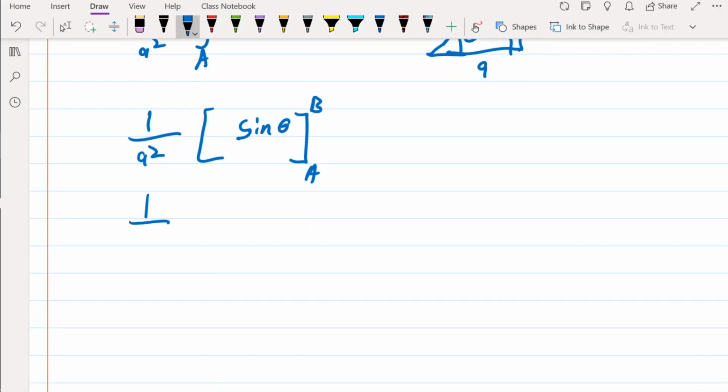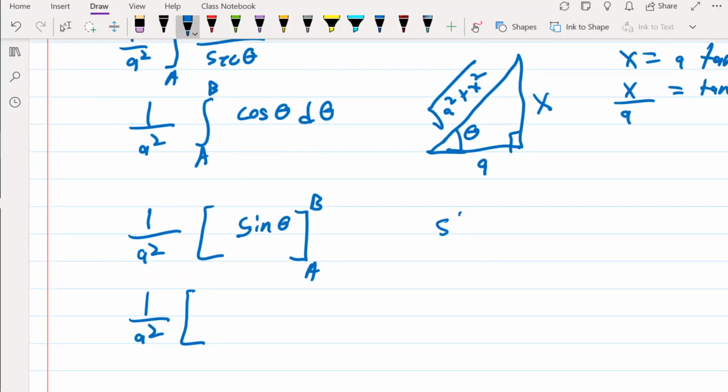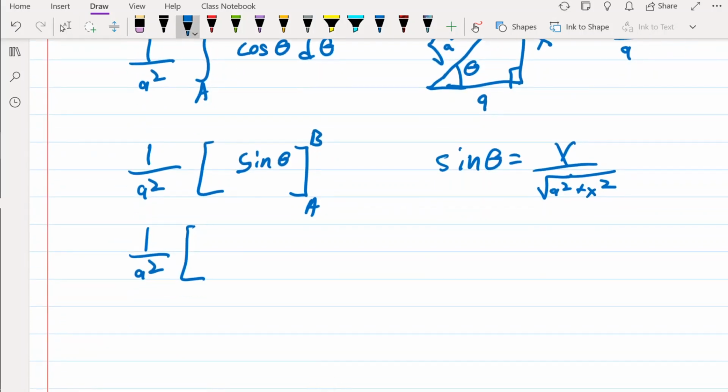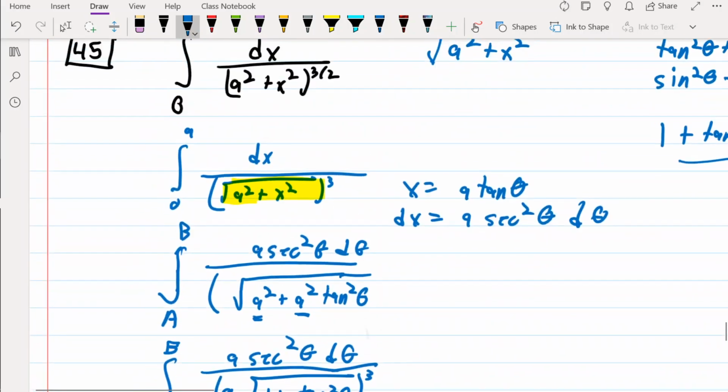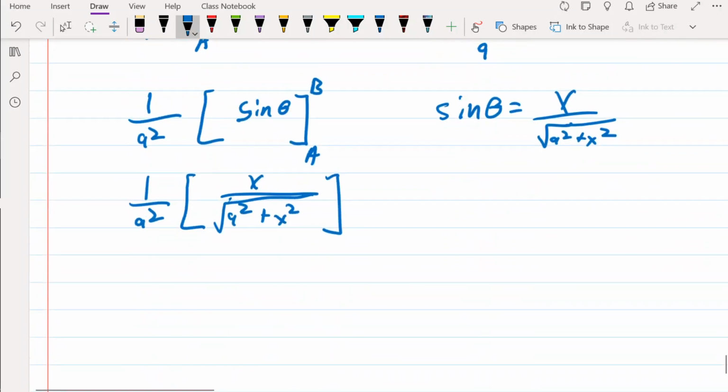So we're going to get 1 over a squared. Now we have to solve for sine of theta instead. So sine is going to be opposite over hypotenuse, so that'll be x over root a squared plus x squared. So we're going to have 1 over a squared times x over the square root of a squared plus x squared, from 0 to a.